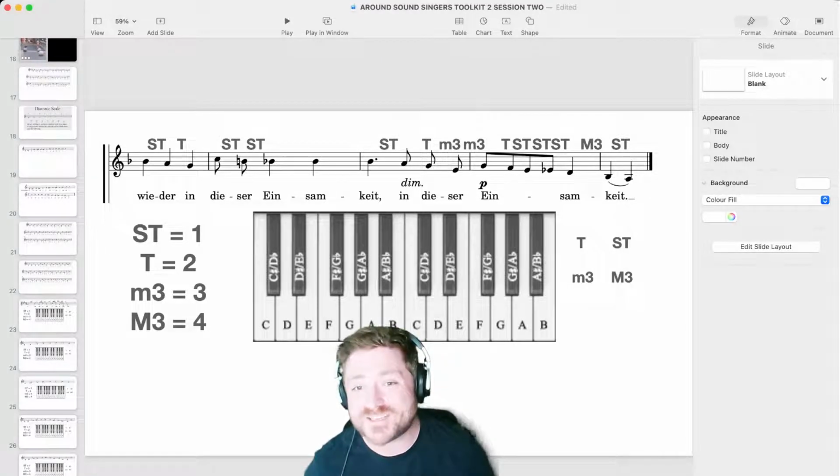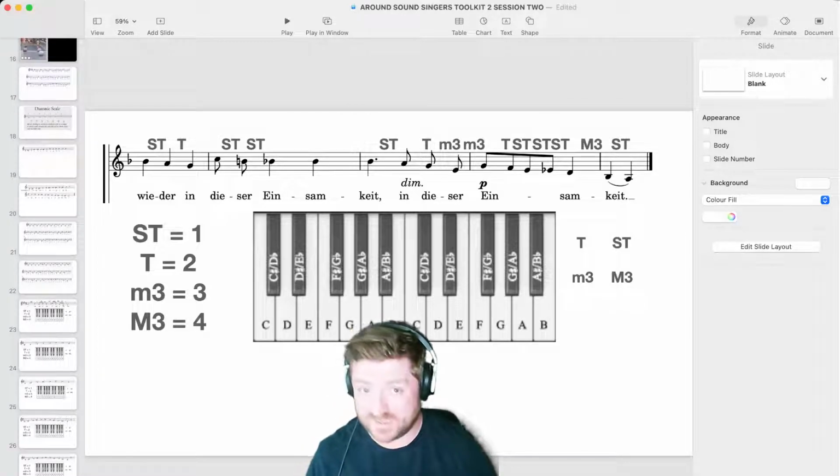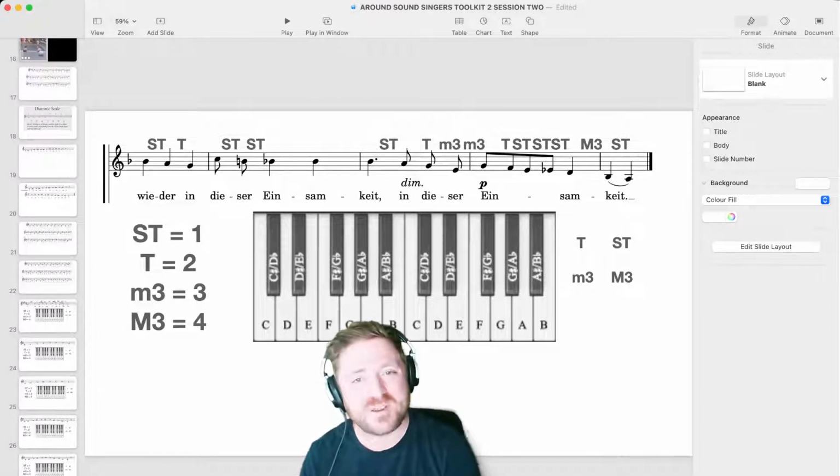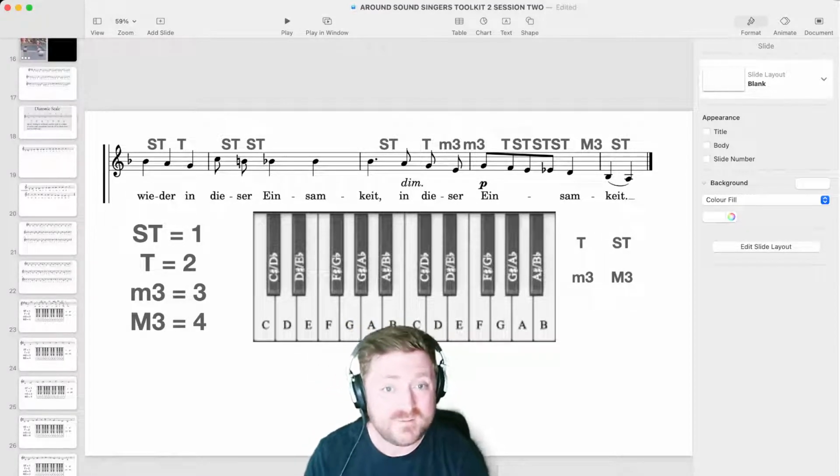Okay, bear in mind this is an alto part. This is not your typical alto part. Let's have a go at this. After 3, 1, 2, 3.